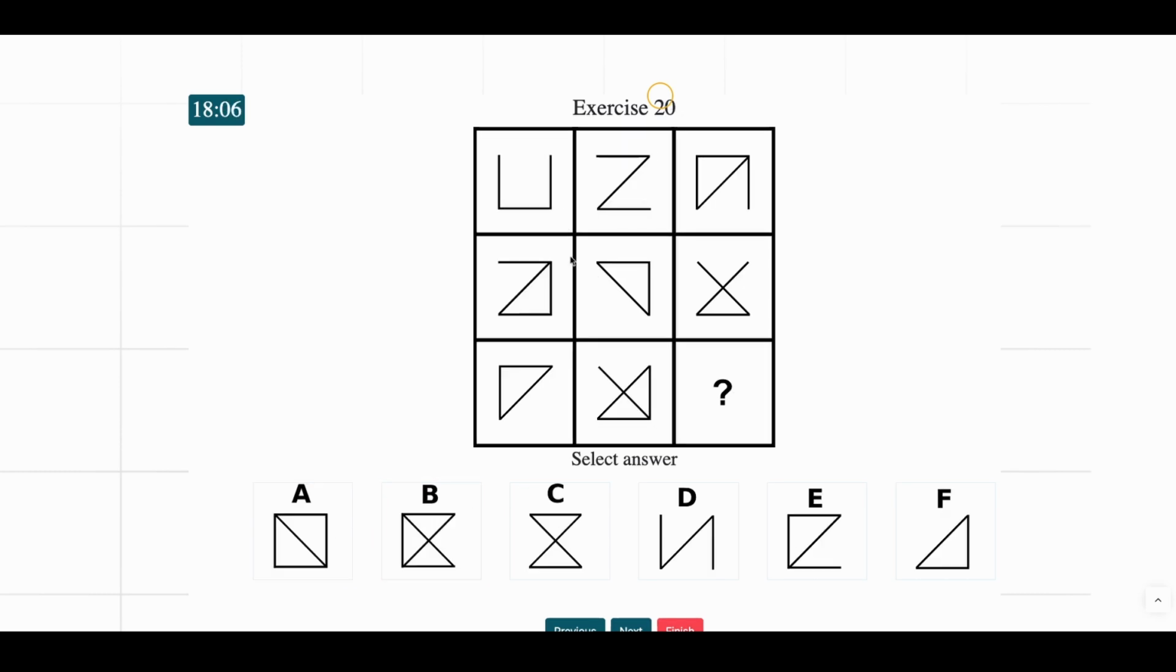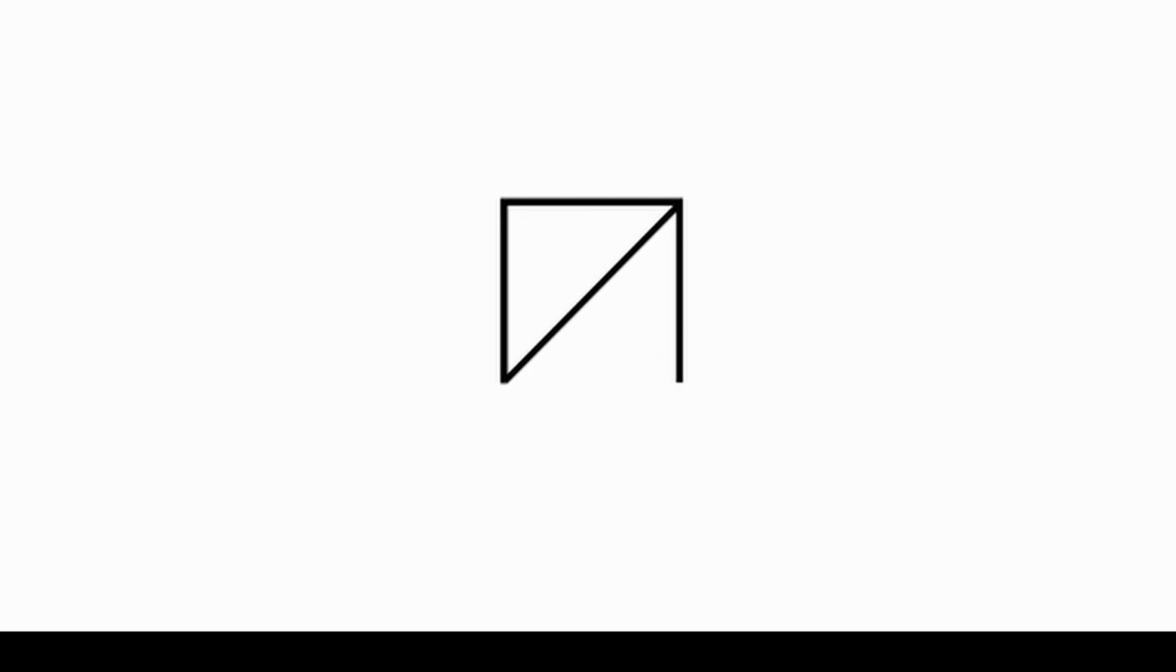Exercise 20 introduces a pretty common theme for a lot of the remaining exercises. If you're familiar with programming terms, you can think of this as an XOR gate from left to right. Pretty much what's happening is the first one is being added to the second one. Any lines that overlap are canceled out, and any lines that don't overlap are kept.